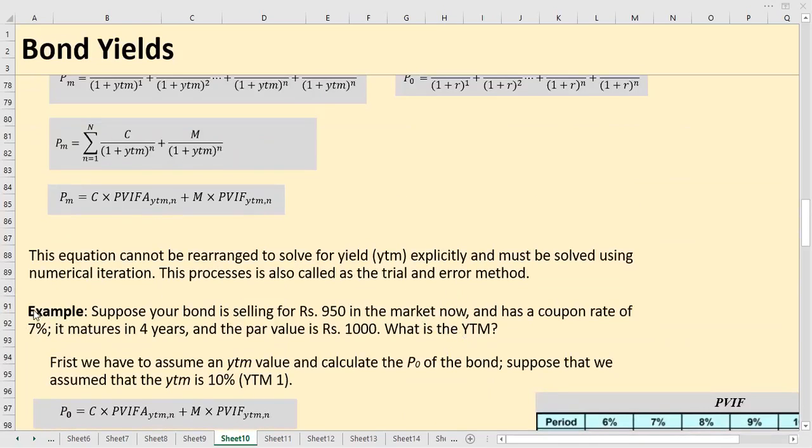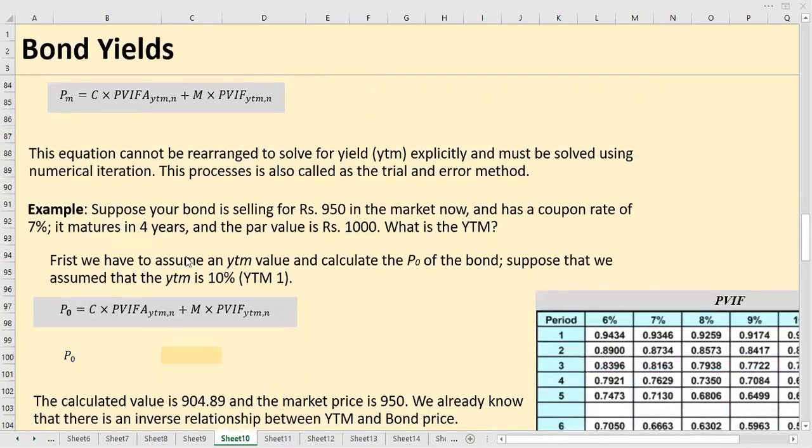Just look at this example. It says that suppose your bond is selling at 950 in the market now and has a coupon rate of 7%. It matures in 4 years and the par value is 1000. What is the YTM? That is the question we have. Suppose your bond is selling at 950 in the market, has a coupon rate of 7%, the maturity period is 4 years, and the par value is 1000 rupees. The question is, what is the YTM? Right. Now first we have to assume a YTM.